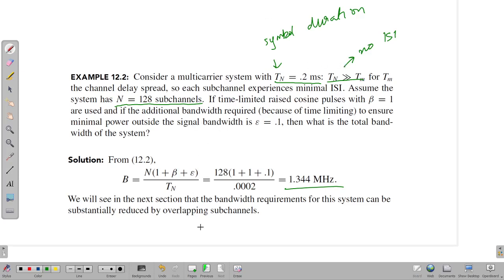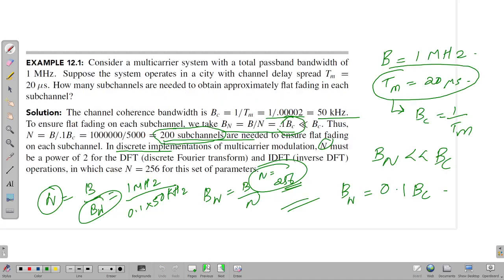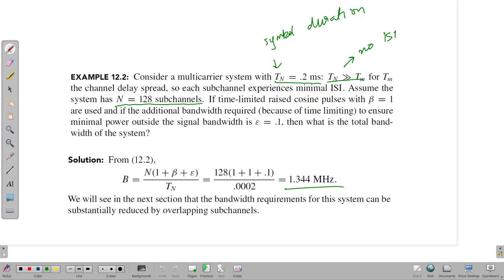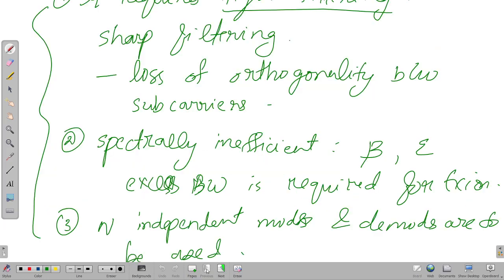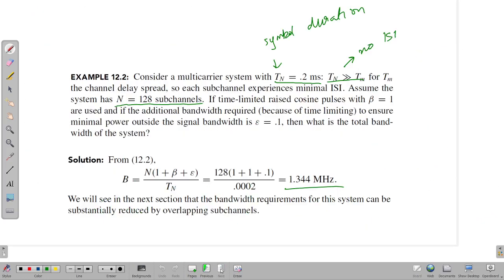Did you understand the idea behind this? Yes, sir. That's about multi-carrier with non-overlapping subcarriers. After this, we are going to overlapping subcarriers, which is OFDM. If you have any doubt so far, you can ask.